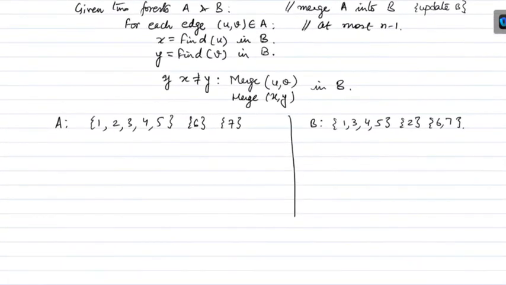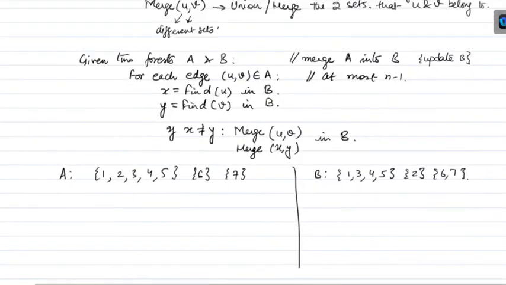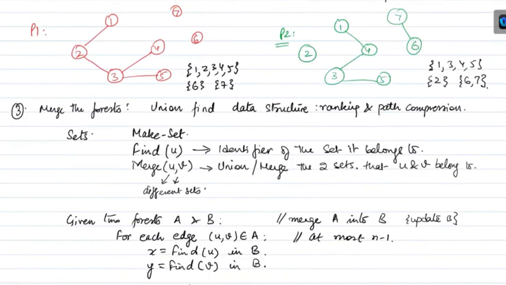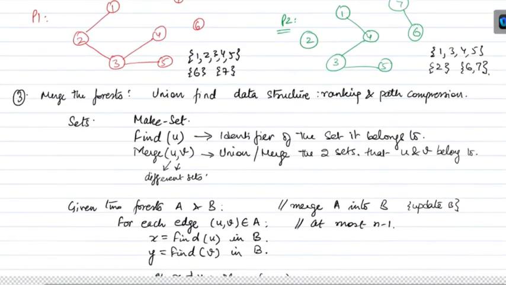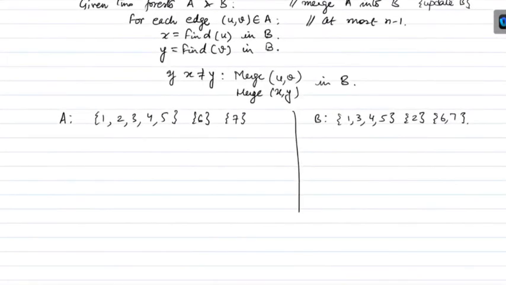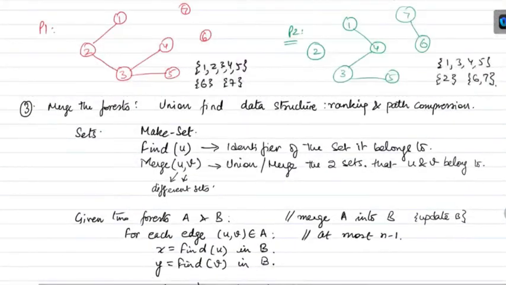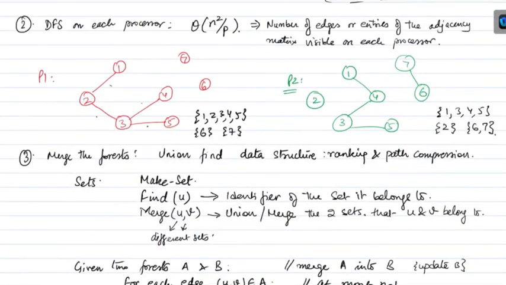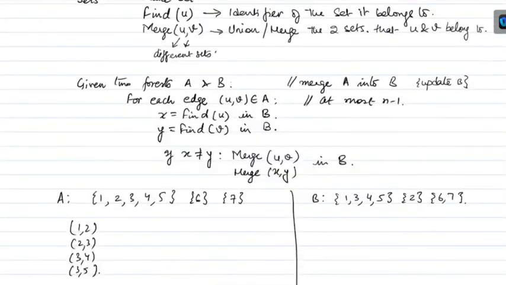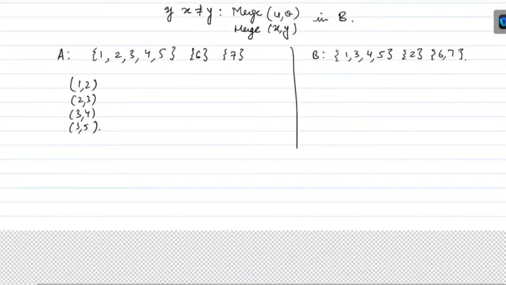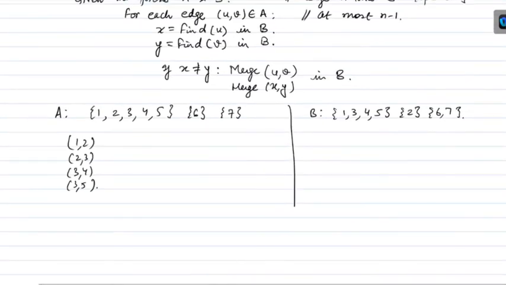So I'm going to look up every edge in A, in the forest A. So what are the edges in A? We're talking about the forest: 1, 2, 2, 3, 3, 4, 3, 5. I think these are the only 4 edges, right? All right. So now let me start running this algo. First I'm going to look at this edge 1, 2.